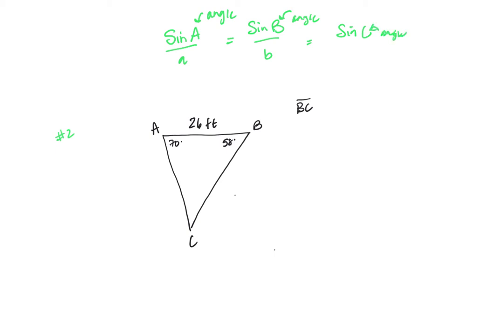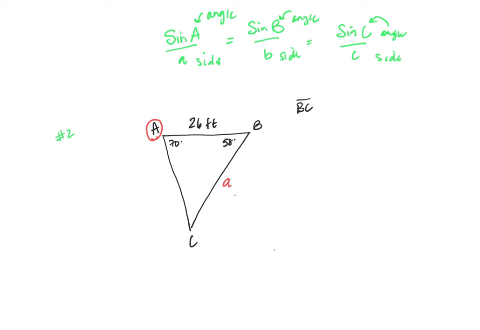This is an angle over side C, and this is a side. In order for the law of sines to work, I need an angle and a side that are opposite of one another.